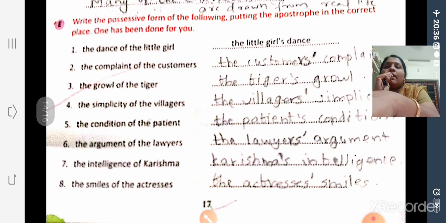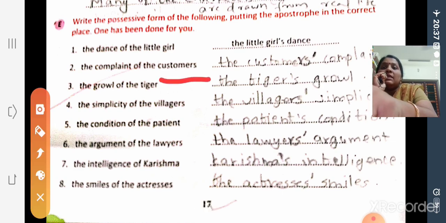Okay, then write the possessive form of the following, putting the apostrophe in the correct place. One has been done for you. The dance of the little girls. The little girls' dance. Put the apostrophe in the correct place. The complaint of the customers. The customers' complaint. Customers ends with the letter S. That is why apostrophe at the end only.